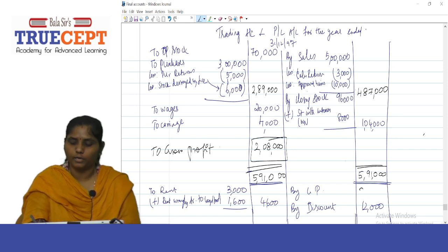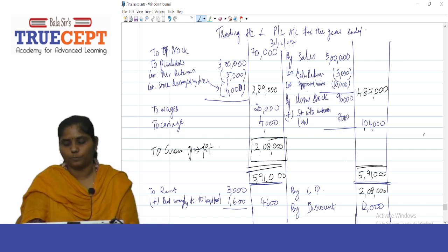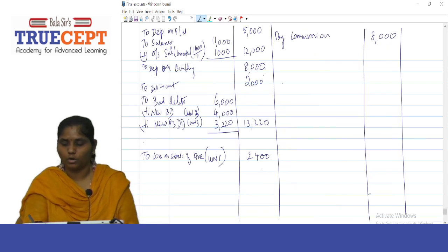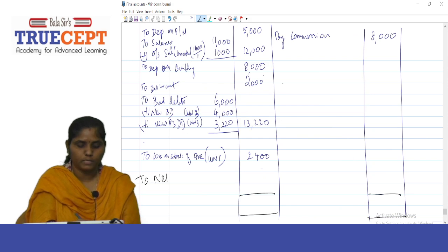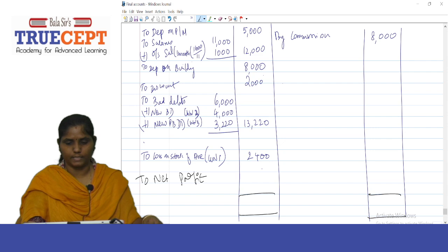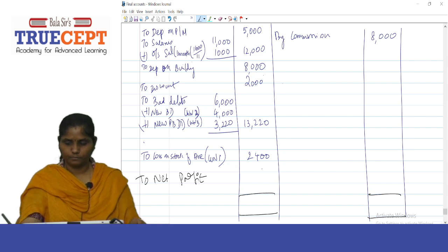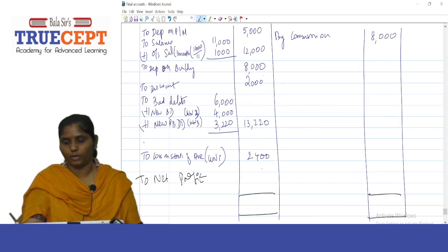So what I do here in P&L account, remember profit and loss account, I'm continuing here itself. I have 2,08,000 gross profit, then discount income received 12,000 on the credit side, and also have commission income. So now make a total of this, then calculate what is the net profit, please. What is the total first on the credit side? I have 2,08,000 plus 12,000, 2,20,000, 2,28,000.